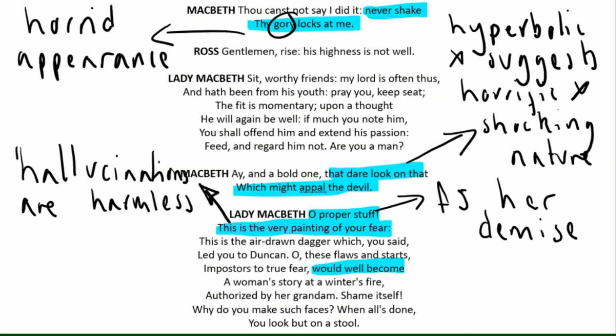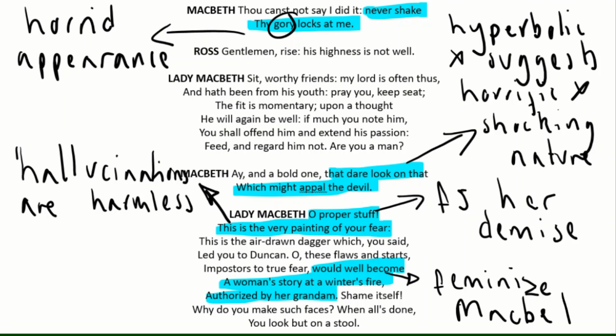Again, she attempts to feminise Macbeth. Feminised Macbeth. Okay, pause here if you need to get these down. We're going to move on.